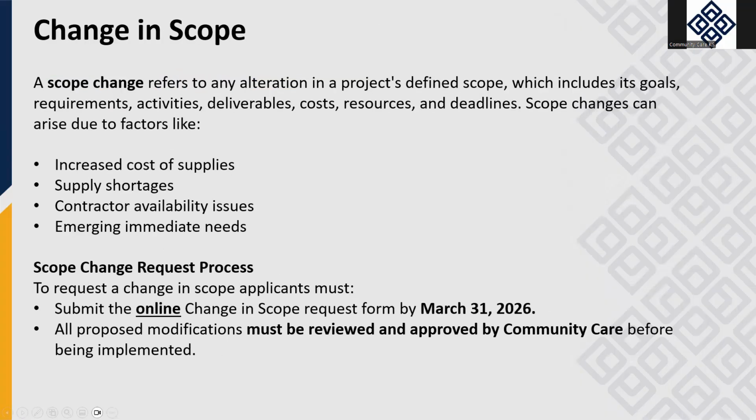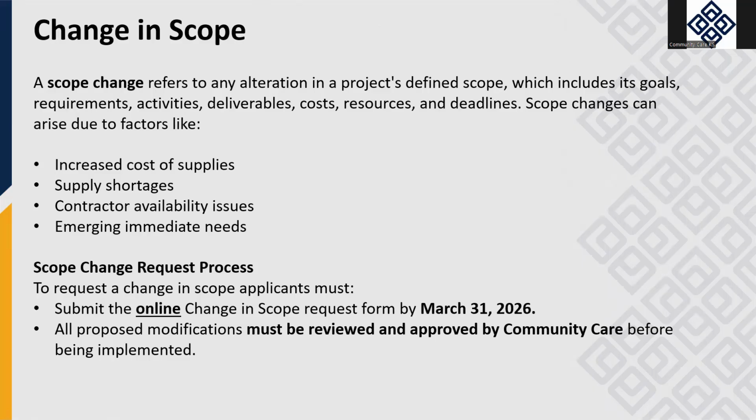Change in scope. We understand that there are times that a project direction will need to change, whether it's an increased cost of supplies, lack of supply availability, another more immediate need has come up. There are various reasons a change in scope may need to be requested. To request a change in scope, you must notify Community Care. Email me at kparker@communitycareks.org. My contact information is also on the last slide.